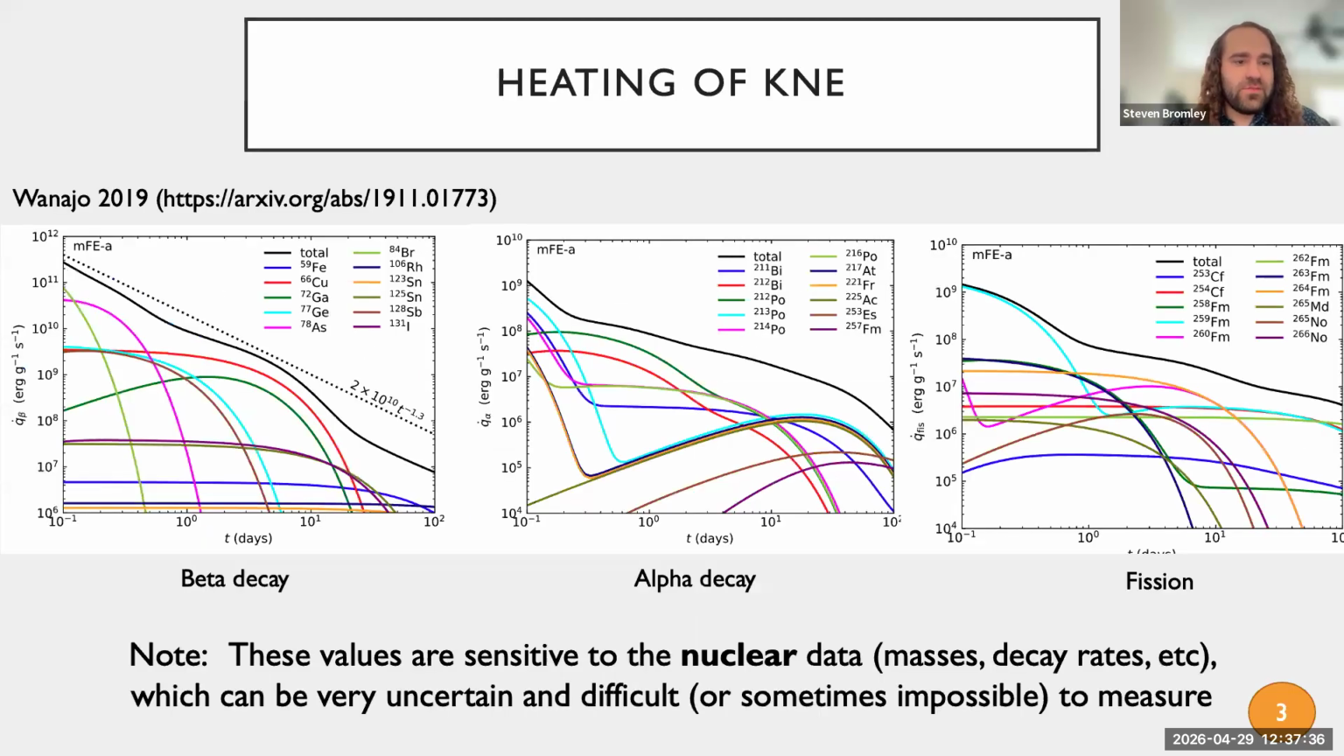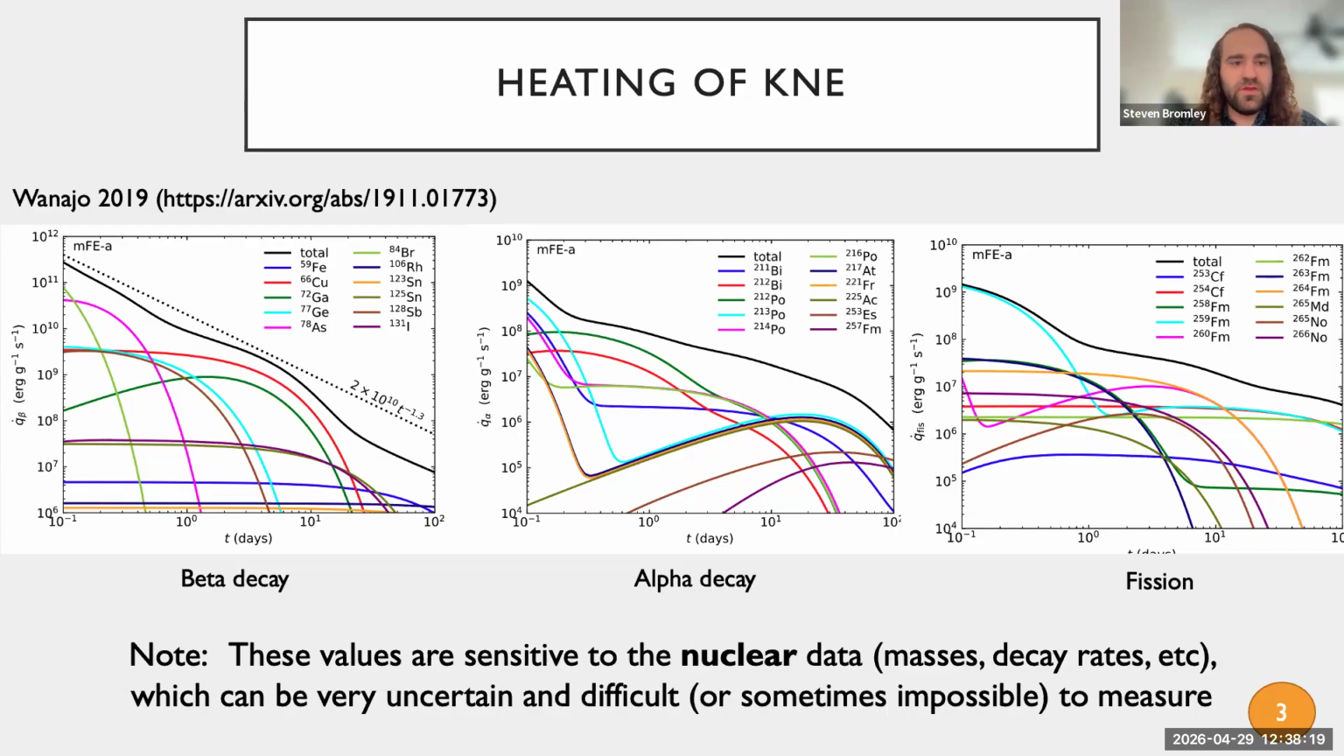Just to give a flavor, I'm showing here a couple of different sources of heating in kilonovae. This is from Wanajo et al. in 2019. On the left, we have heating from beta decay. We recall the ejecta is radioactive, and as these things beta decay, a neutron turns into a proton, and our composition increases in Z. That also has a consequence that this is delivering heating into the plasma. We also have heating from alpha decay and fission, and all three of these thermalize with the local plasma at different rates. I also wanted to make a note that a lot of this nuclear data is quite uncertain. It's sensitive to things like isotope masses and beta decay rates, and in some cases those can be measured.